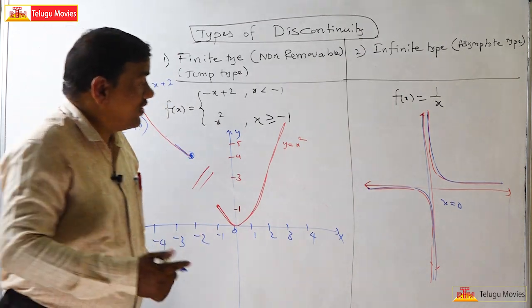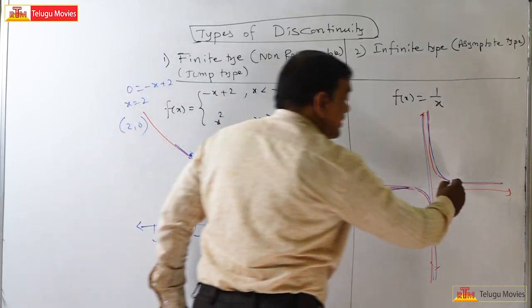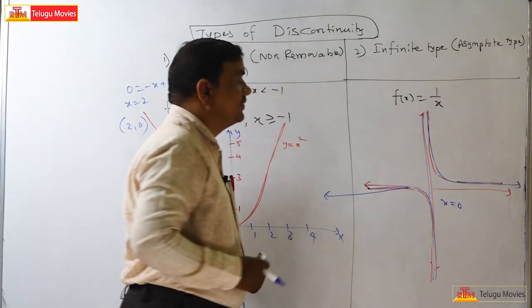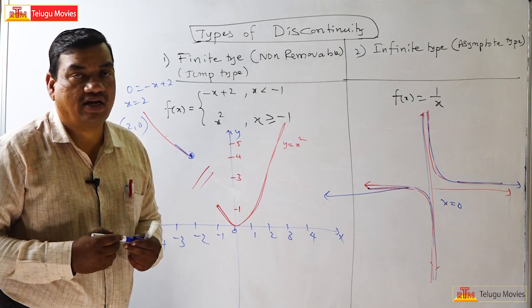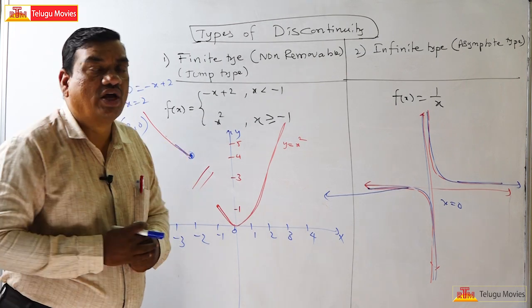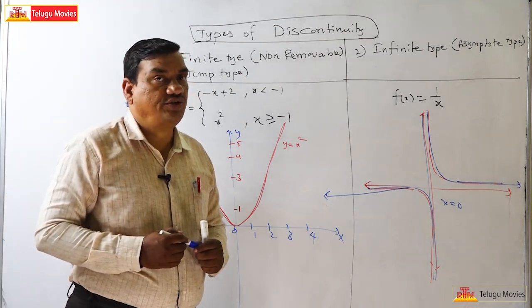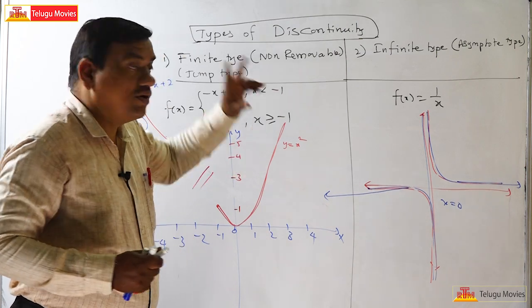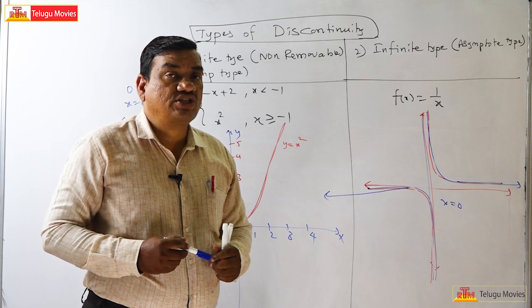It tends to infinity, and it also tends to infinity on the other side. You cannot connect these two branches. That's why this is also a non-removable discontinuity function. So these are two types, and the third is the oscillatory type of discontinuity, which is also there.